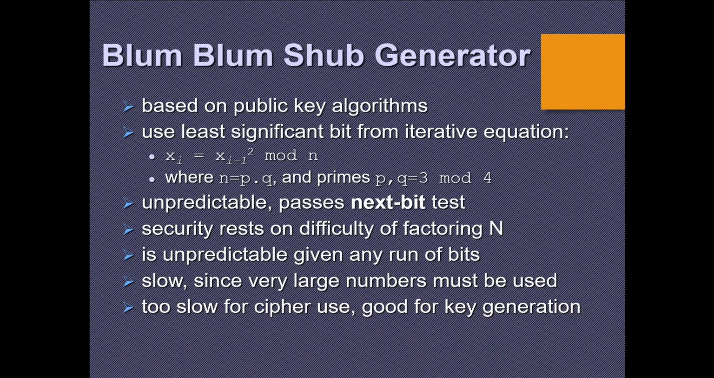The generated sequence of random numbers is unpredictable and passes the next-bit test. The security rests on the difficulty of factoring the large number N. It is unpredictable given any run of bits. They are slow, but they are effective. They might be too slow for cipher use, but they are good for key generation, and they are based on public key algorithms.